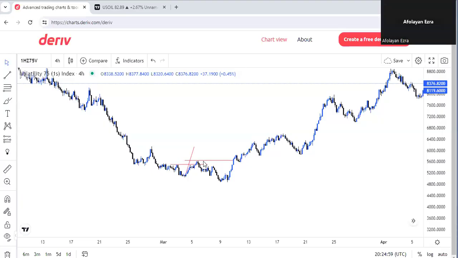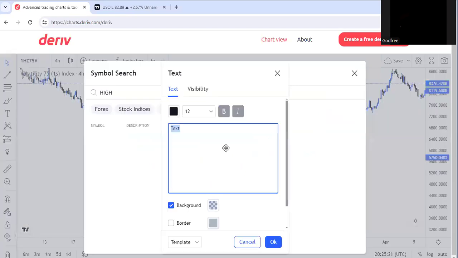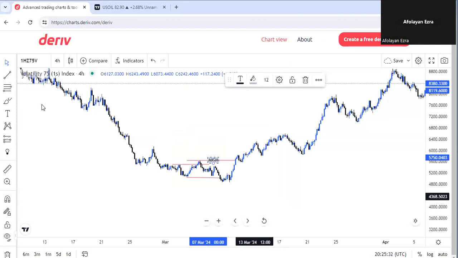All right, so for those that said they want to scalp, this is just how to mark structure on H4. So that's a low. We have this as our high. Let me try to see if I can label it. We have the high, we have this low.